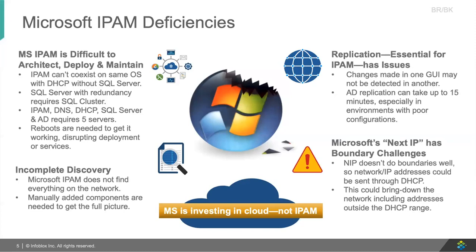And then, of course, Next IP, right, has some boundary challenges. Right, and the next available IP, again, is only really looking at the Microsoft environment. They have to look heterogeneous, to the layer 2, layer 3 devices, and they're not able to do that. So if they stay in their own box, they can step on other IPs and have conflicts and issues.